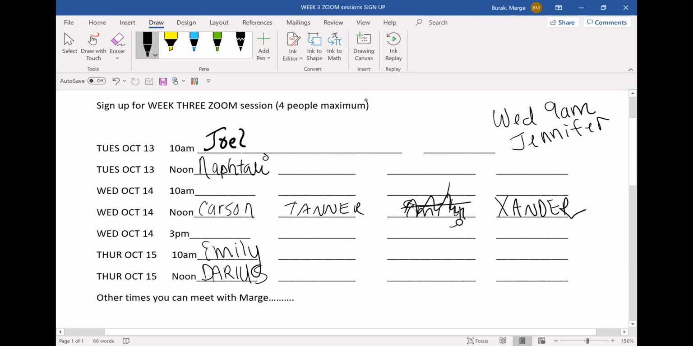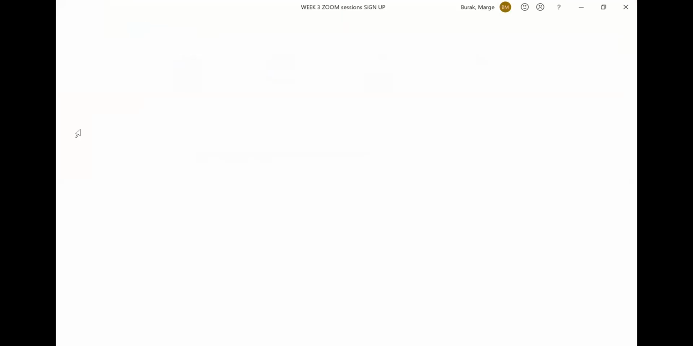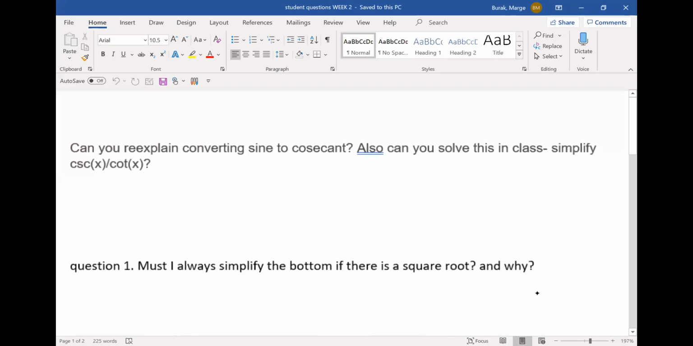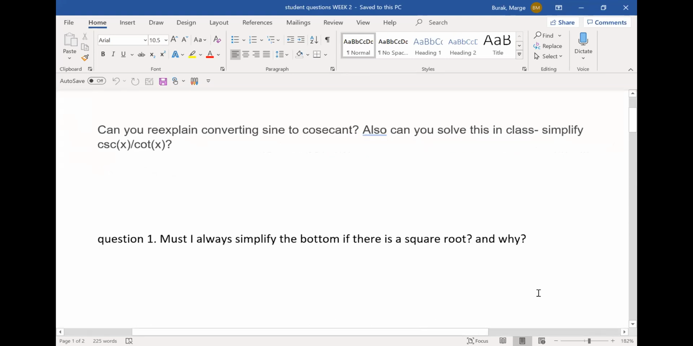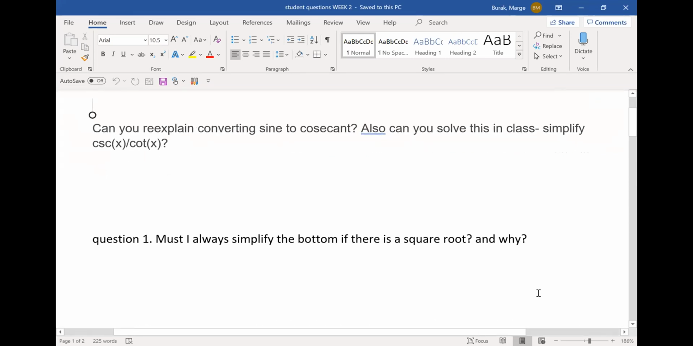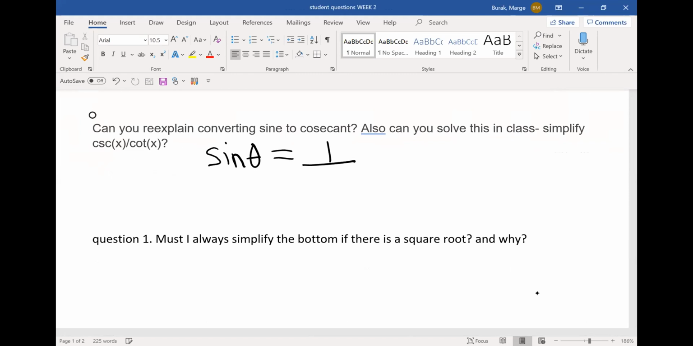All right. Okay, I'm going to save this and stop that. And I have one last thing, and that would be your questions. Just so you see the different kind of things you guys are sending. The first one says, can you re-explain converting sine to cosecant? And you can't convert sine to cosecant because sine of theta is equal to 1 over cosecant of theta. So they're reciprocals.